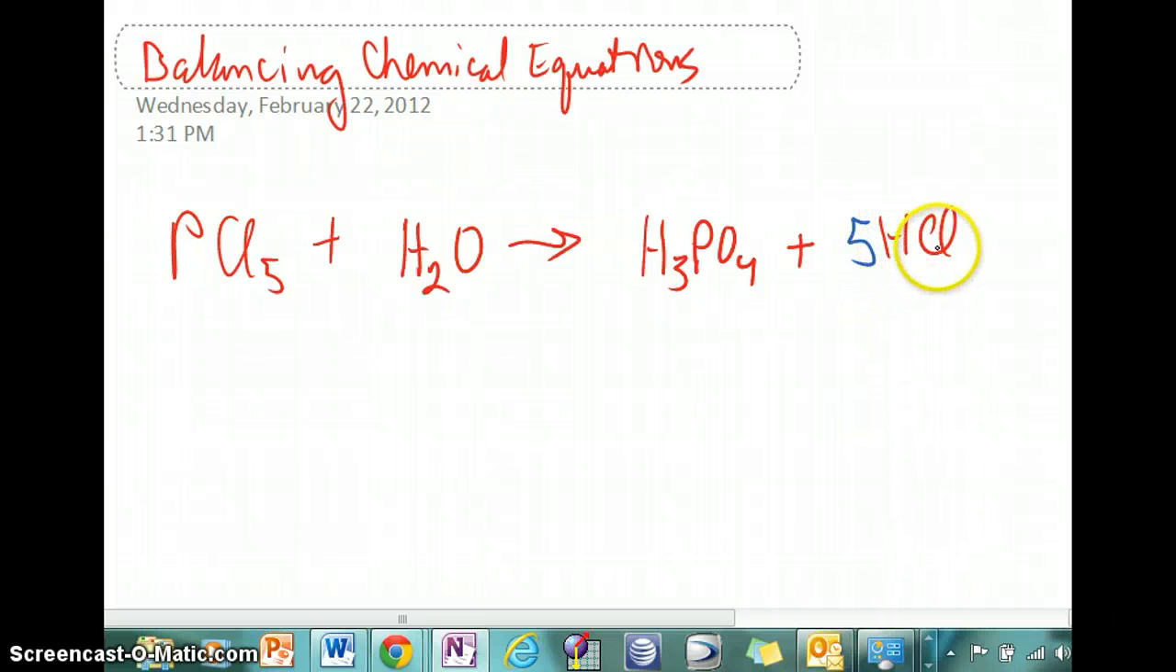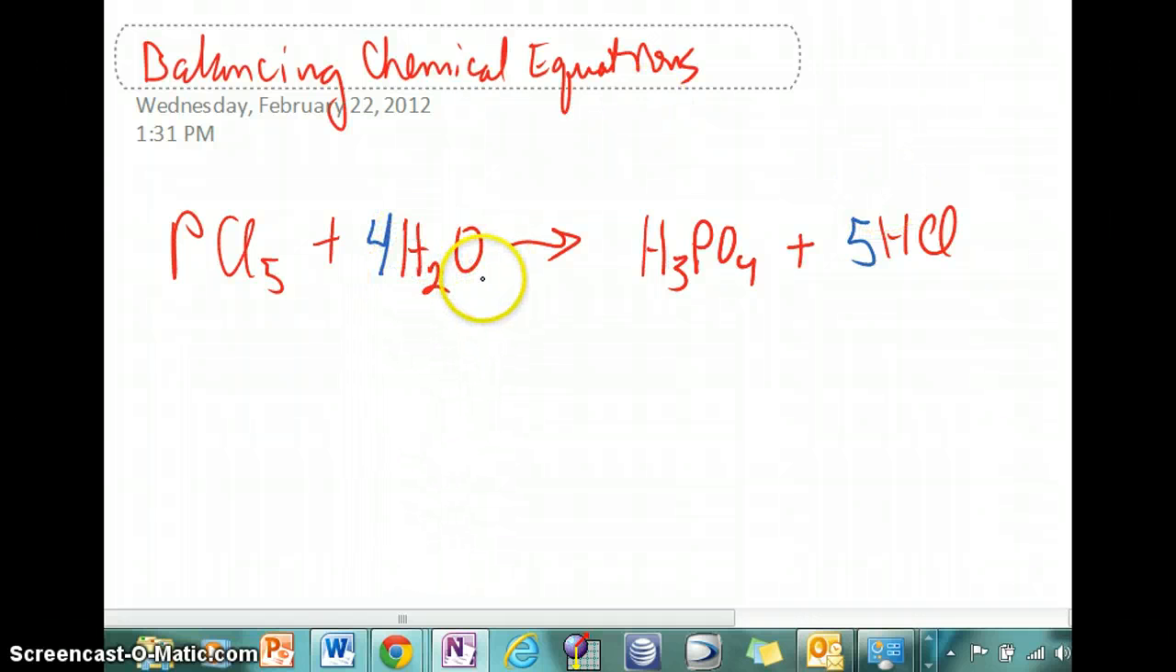Now I've given myself 5 chlorines, but look what I just did. I gave myself 5 plus 3, 8 hydrogens on this side. So what could I put right here to balance this out? If I put a 4 right there, now I've got 8 hydrogens on both sides. So I went first to this side, and then to the other side. Now I'm going back and forth.